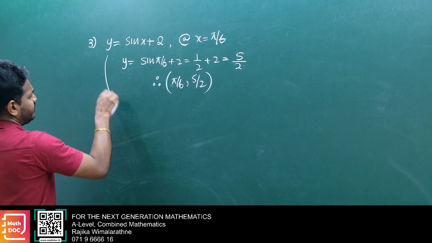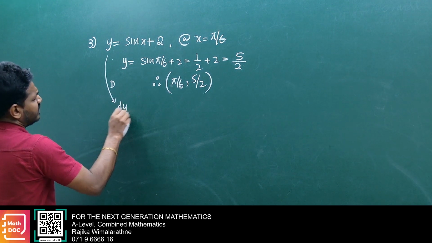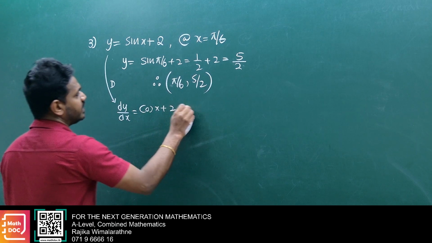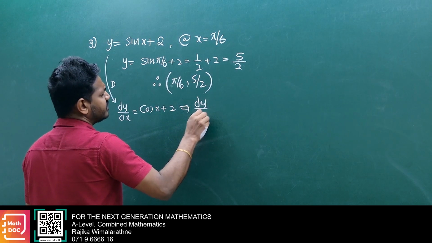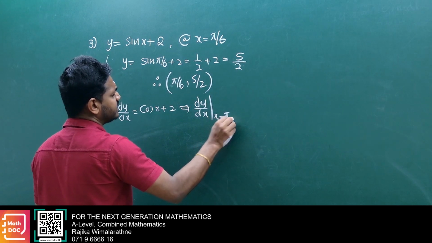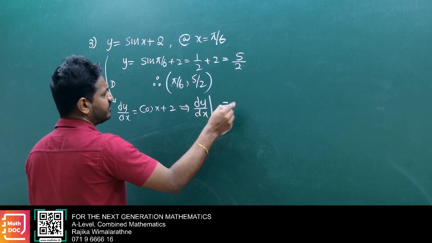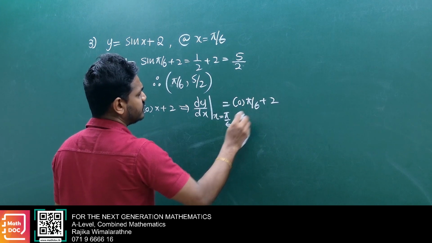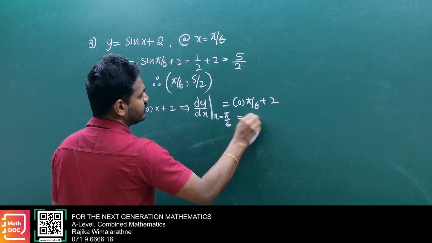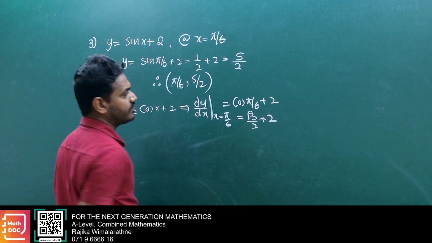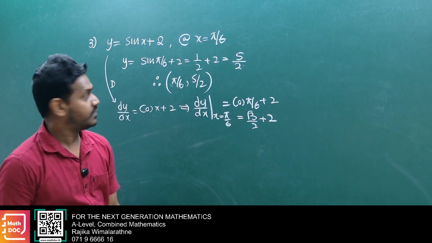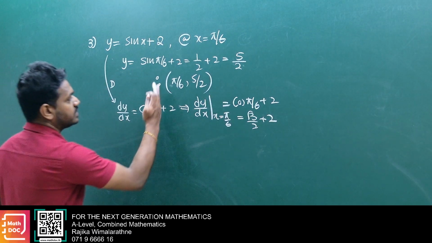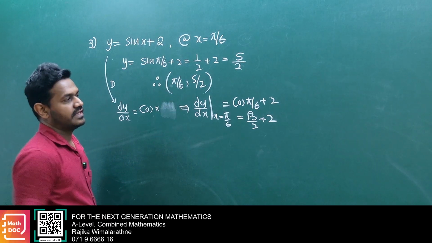Then differentiate: dy by dx equals cos x plus 2. Then find dy by dx at x equals pi divided by 6. Then pi divided by 6 we put here. Cos pi divided by 6 plus 2. Then cos 30 is root 3 by 2, plus 2. Derivative of 2 is 0.